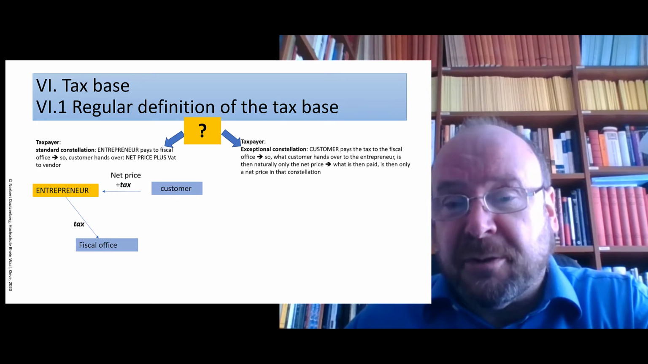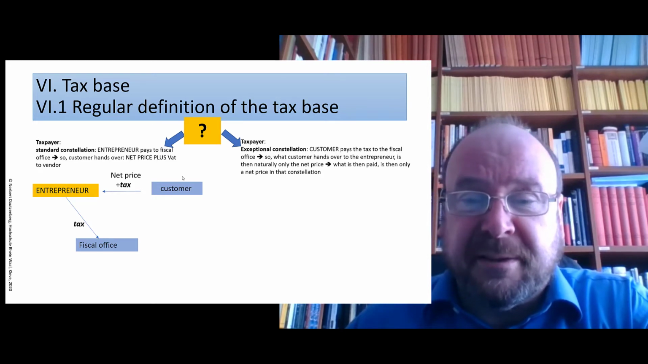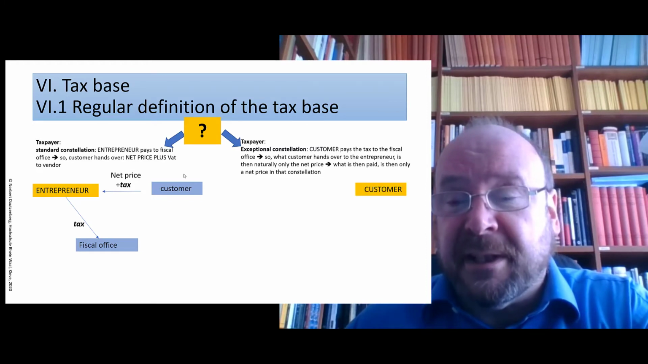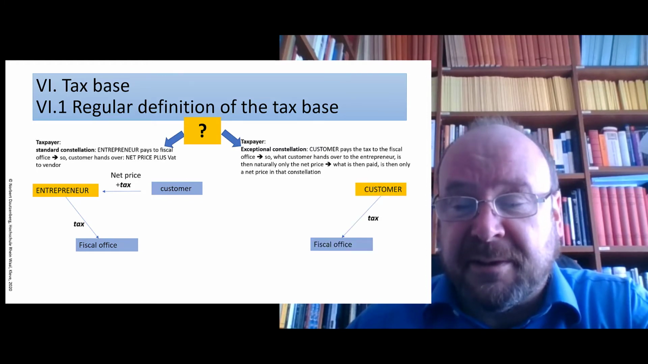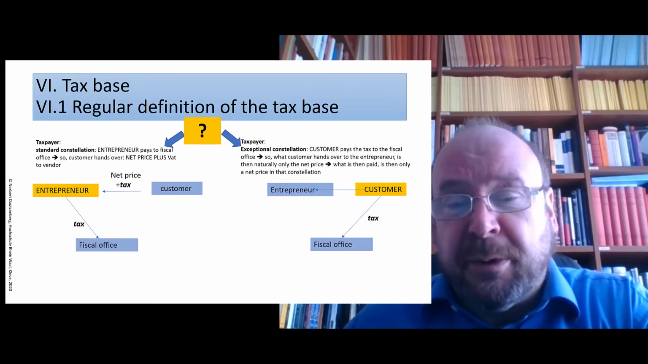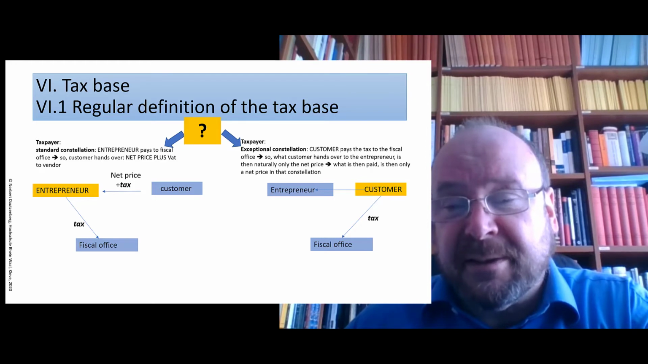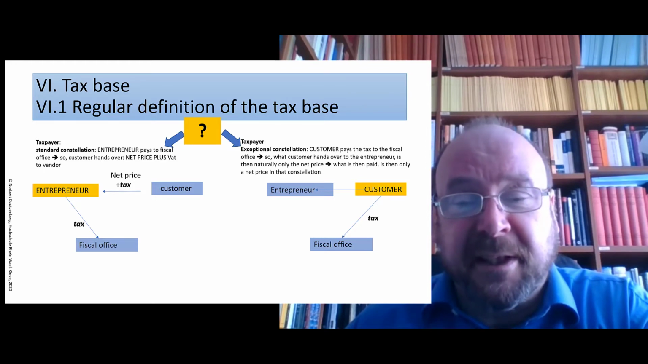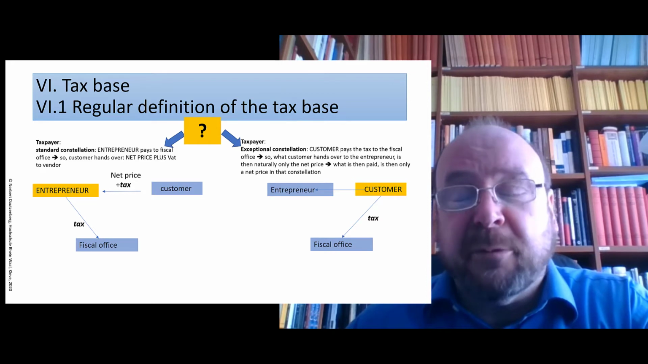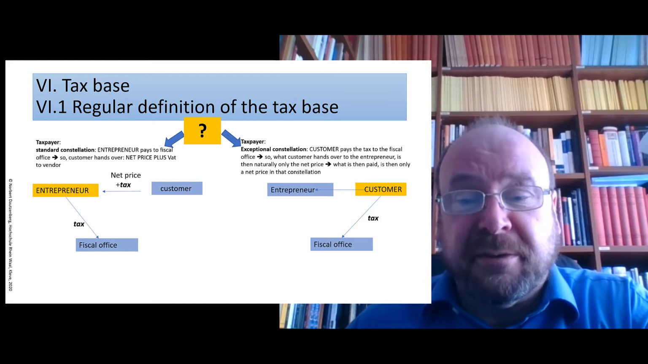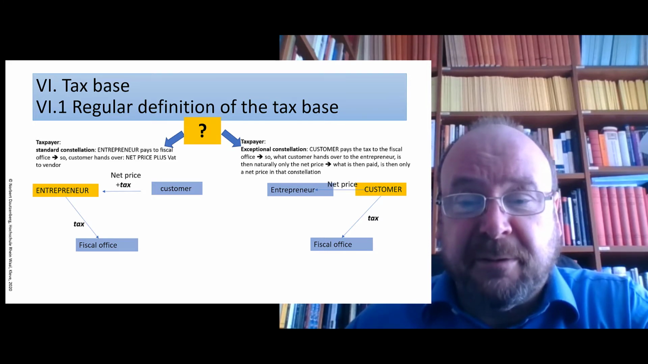In the exceptional constellation that the customer pays the tax to the fiscal office, the situation is completely different. Here we have the customer paying the tax to the fiscal office. And now when it comes to what we give the entrepreneur, it makes evidently no sense to hand the tax amount a second time over to the entrepreneur. That would make no sense. We have given the tax component already to the fiscal office, so the only component of the price which is left over is the net price for the entrepreneur.